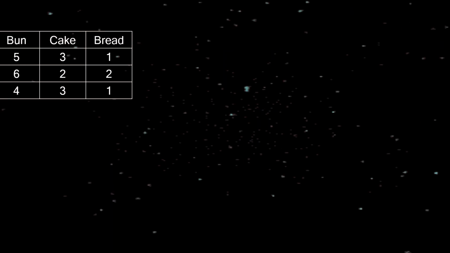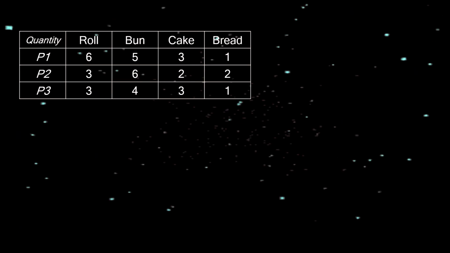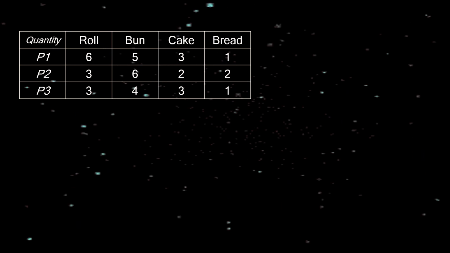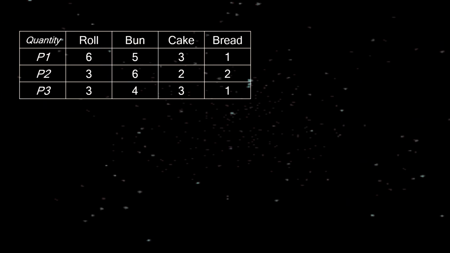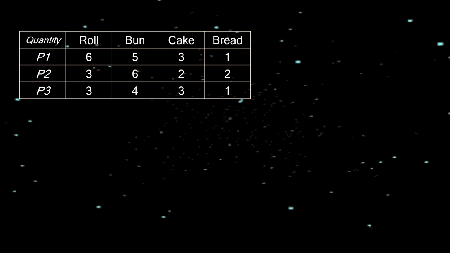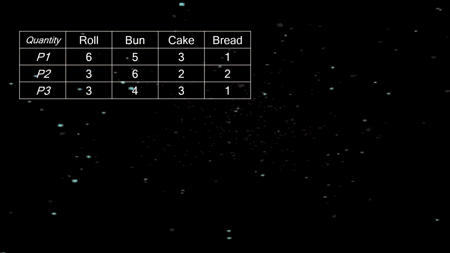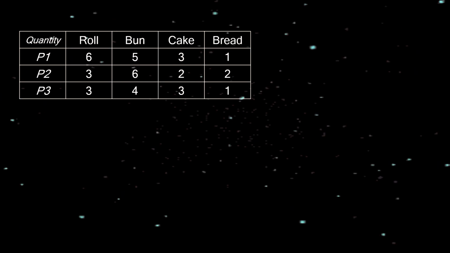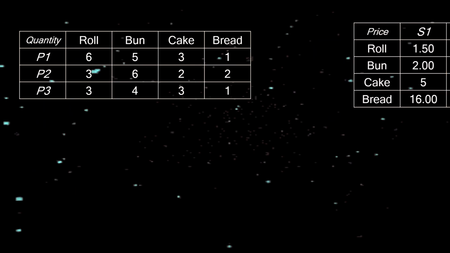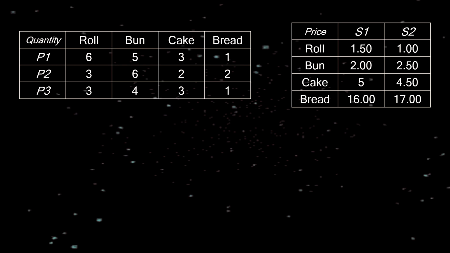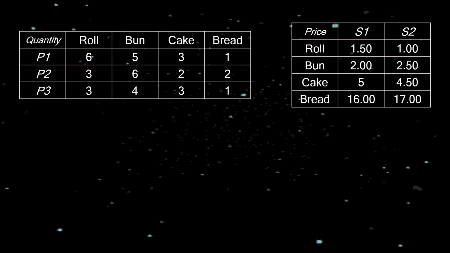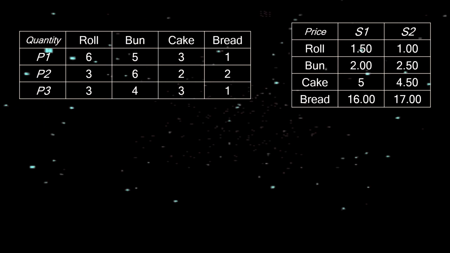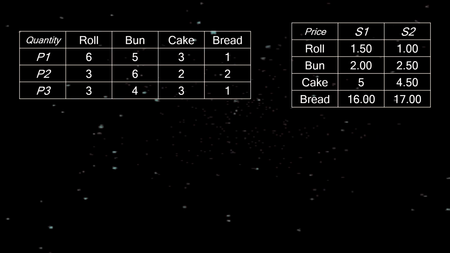Let us illustrate linear algebra with an example. Three people denoted by P1, P2, P3 intend to buy some rolls, buns, cakes and bread. Each of them needs these commodities in differing amounts and can buy them in two shops, S1 and S2. The prices for rolls, buns, cakes and bread are different in different shops. Which shop is the best for every person P1, P2, P3 to pay as little as possible?